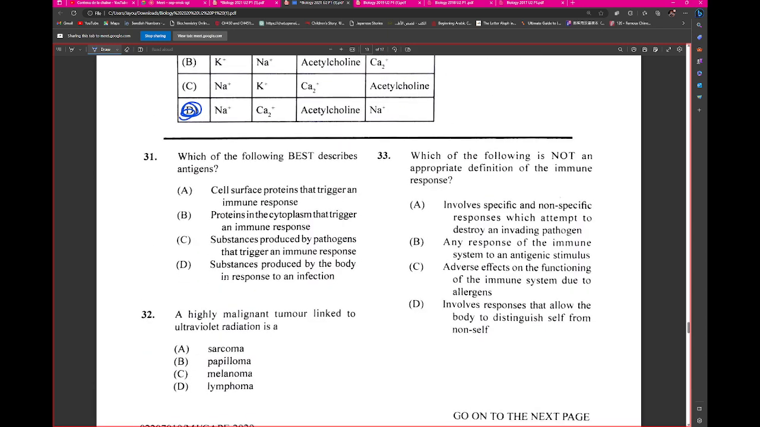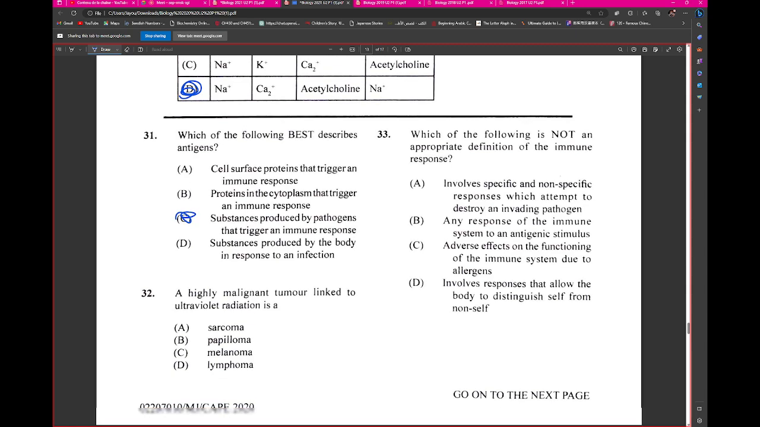Alright, so which of the following best describes antigens? Right, so we spoke about this as well. A substance produced by pathogens that trigger immune response. We spoke about that. The highly malignant tumor linked to ultraviolet radiation is a C. C, it's a melanoma. Wonderful.